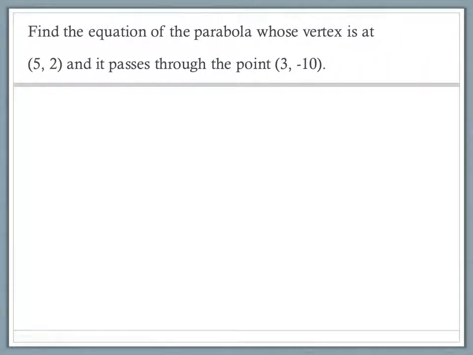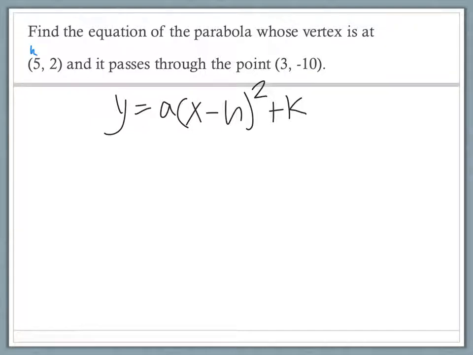Okay, now let's look at this one. Find the equation of a parabola whose vertex is at (5, 2) and passes through the point (3, negative 10). This equation is going to help us out. In order to write an equation, we need our h, our k, and our a. It gives us the vertex, so it gives us h and k. It also gives us a point, which is just an x and a y. The only thing we're missing is an a value. So we need to figure out what a is.